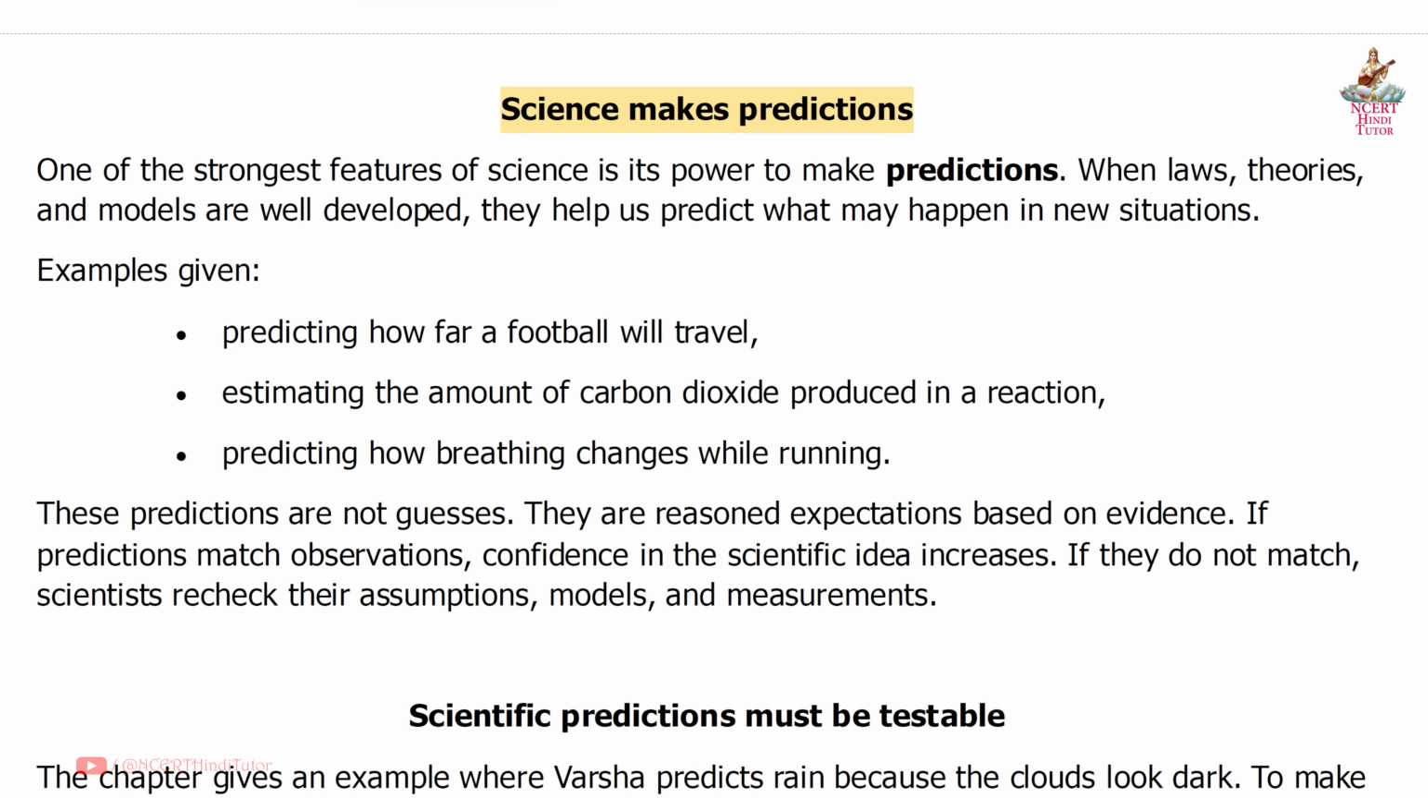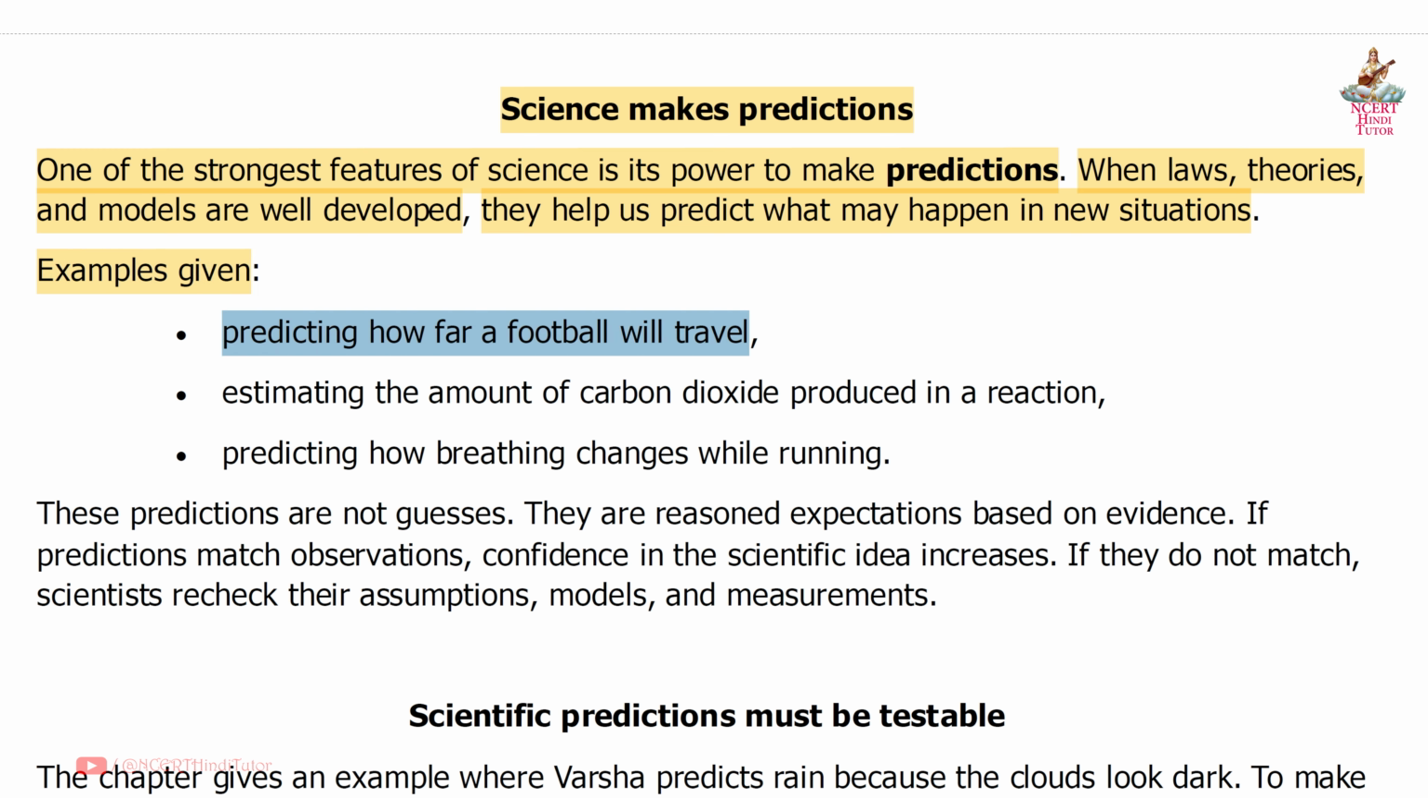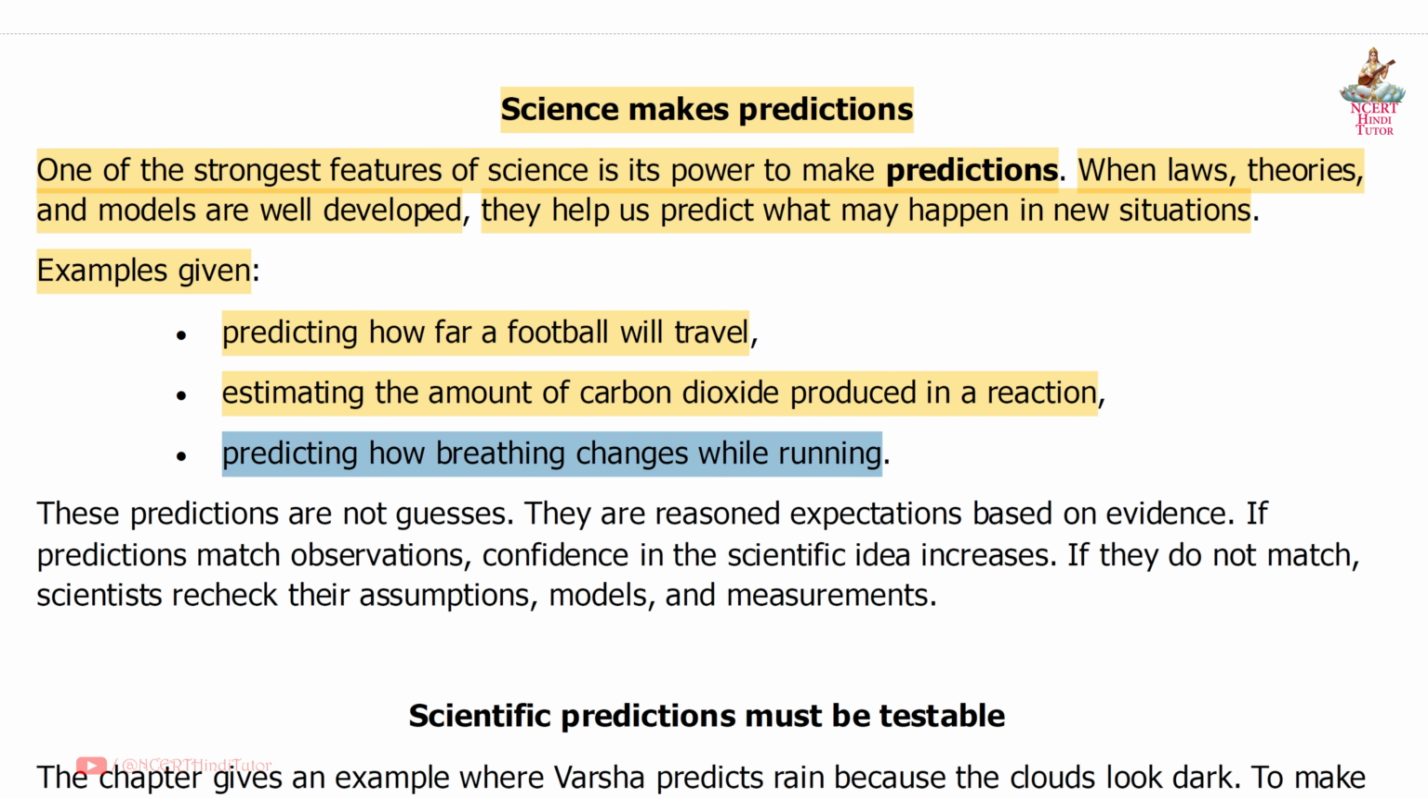Science makes predictions. One of the strongest features of science is its power to make predictions. When laws, theories, and models are well developed, they help us predict what may happen in new situations. Examples given: predicting how far a football will travel, estimating the amount of carbon dioxide produced in a reaction, predicting how breathing changes while running.